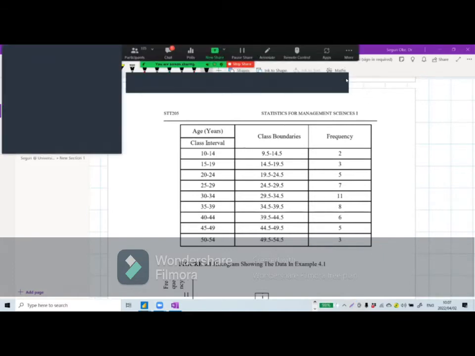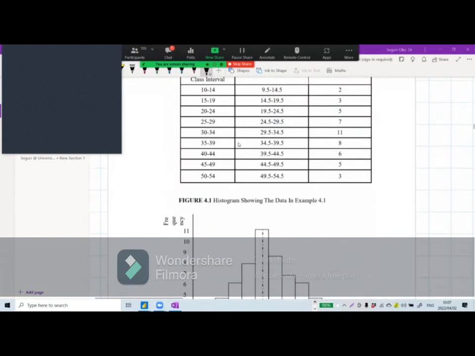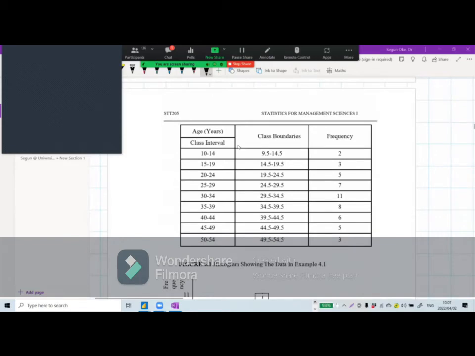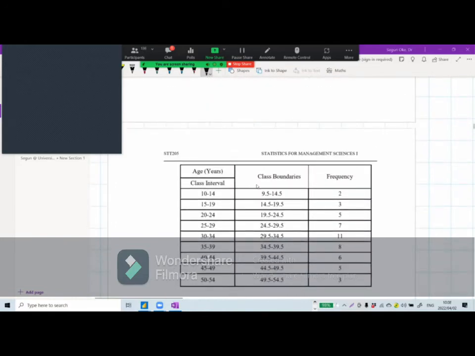So in table 4.1, we have 10 to 14. The class boundary is this. Can we quickly copy this table, please? All you need to do is just copy it. Yeah, open your textbook. It's there. Page 47. You only need to copy the table and frequency, please. Just table and frequency. Don't copy the class boundary yet.